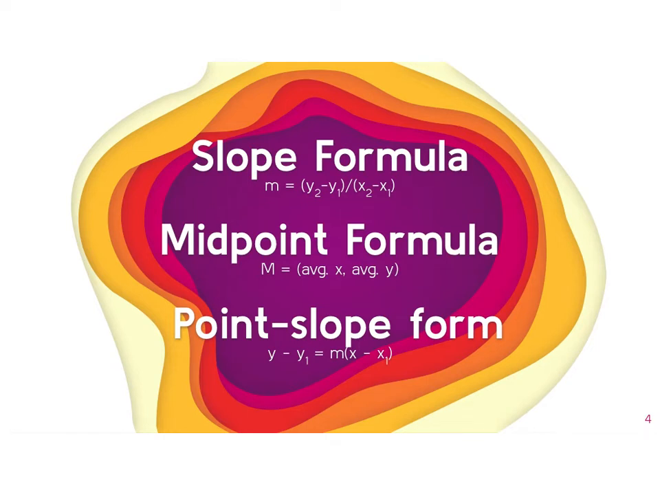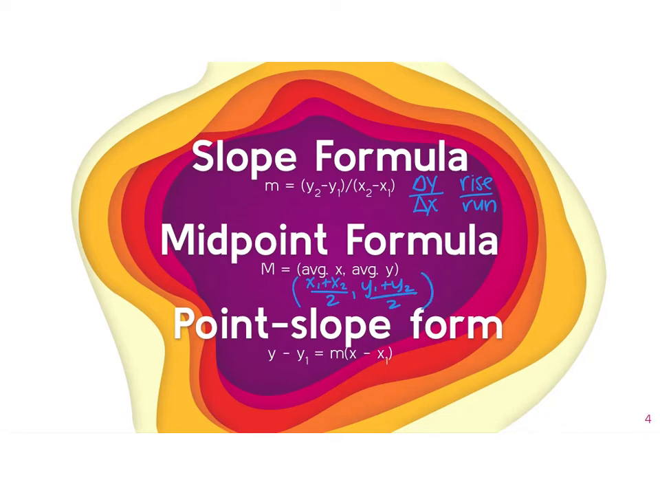So let's first recall the slope formula. Remember, it's y2 minus y1 divided by x2 minus x1. You can also think about it as the change in y over the change in x, or rise over run. For the midpoint formula, that's the average of the x's, then the average of the y's, so more specifically it would be (x1 plus x2) divided by 2, and then (y1 plus y2) divided by 2. That's just finding those averages.